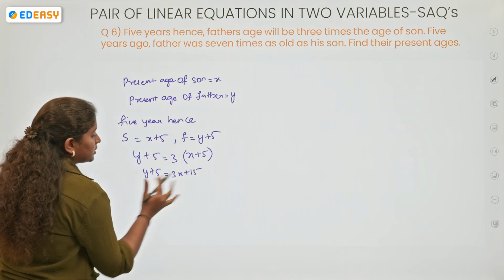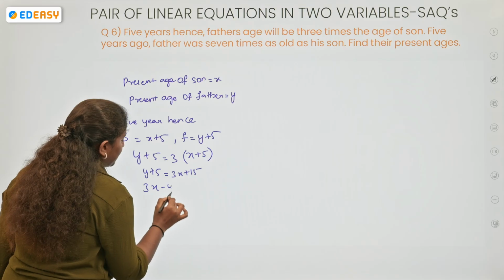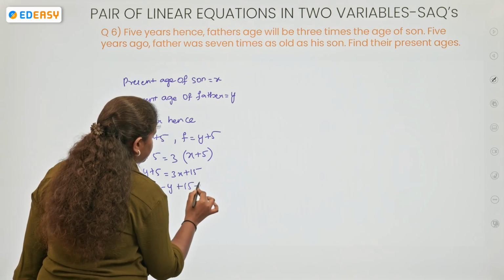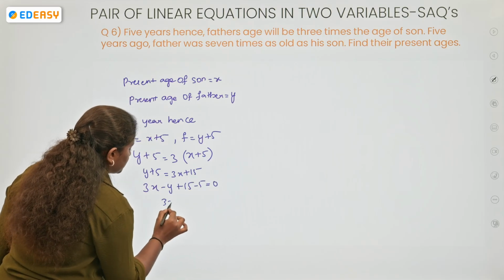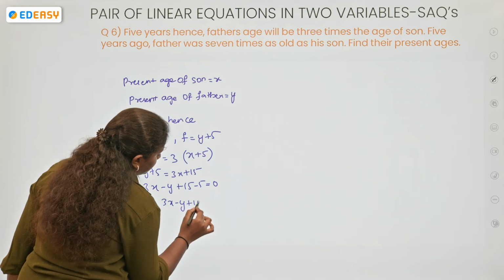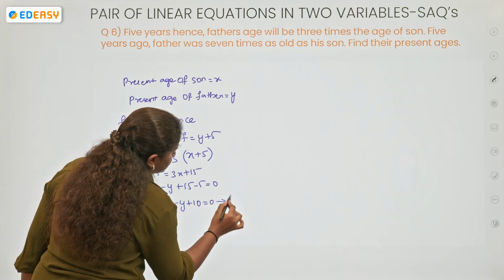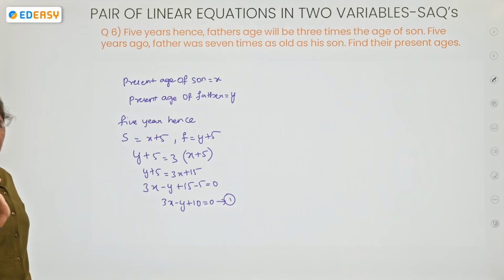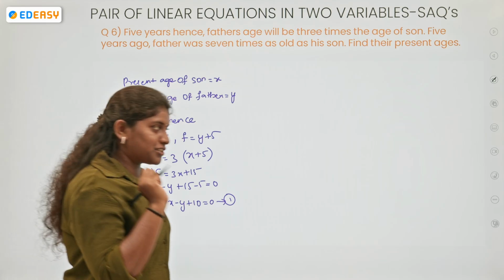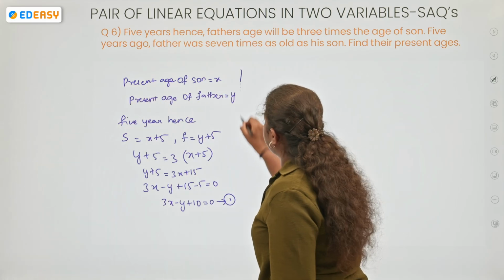So if you bring all the terms to one side, 3x minus y plus 15 minus 5 equals 0. So 3x minus y plus 10 equals 0. This is your equation 1. Right? So from the first statement, we got equation 1. What about the second statement?